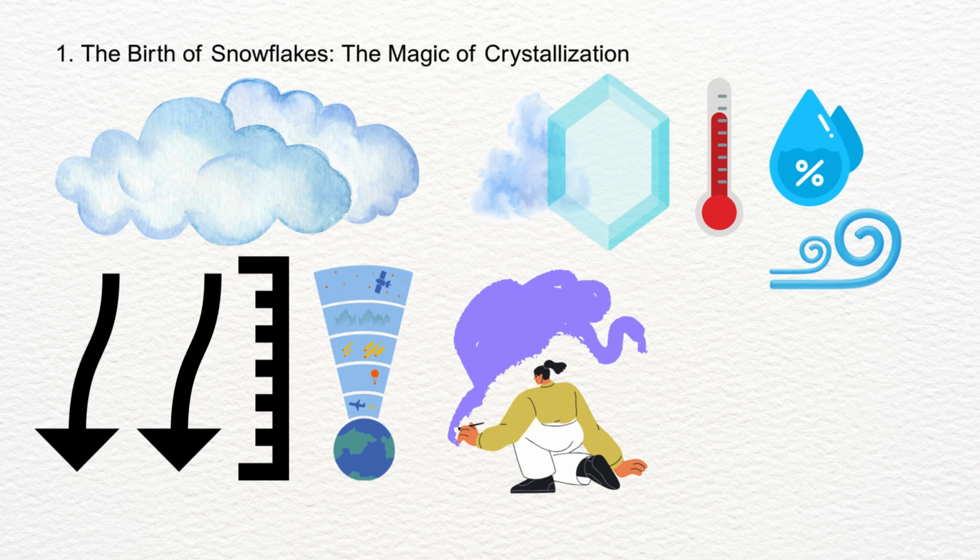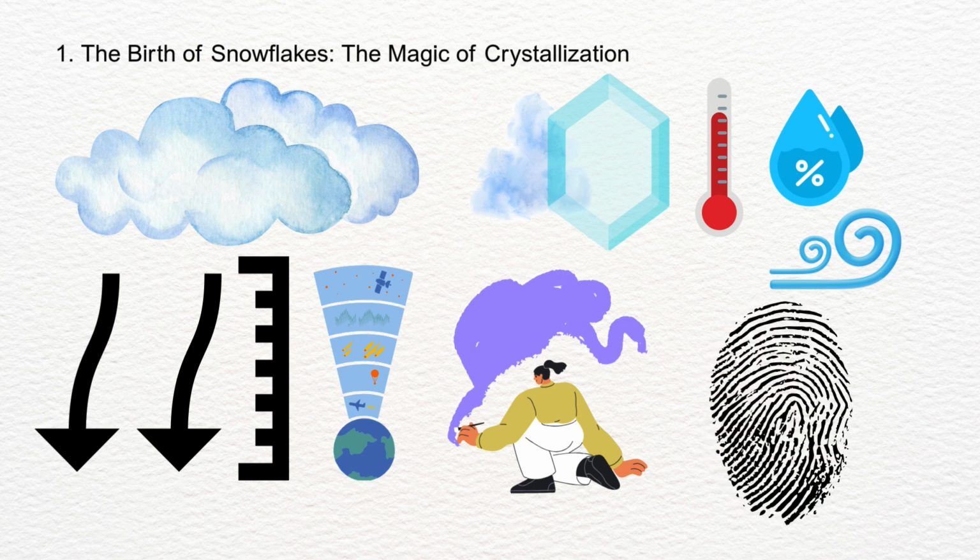Mathematically, two snowflakes crystallizing under the same conditions is as unlikely as the number of stars in the universe. This makes snowflakes as unique as nature's fingerprints.